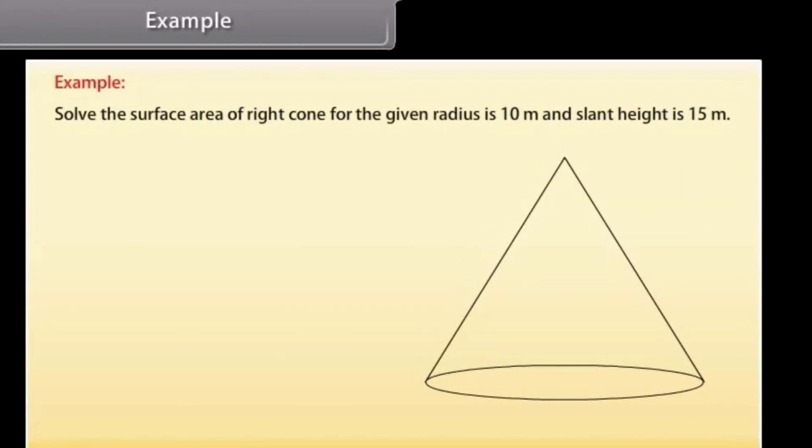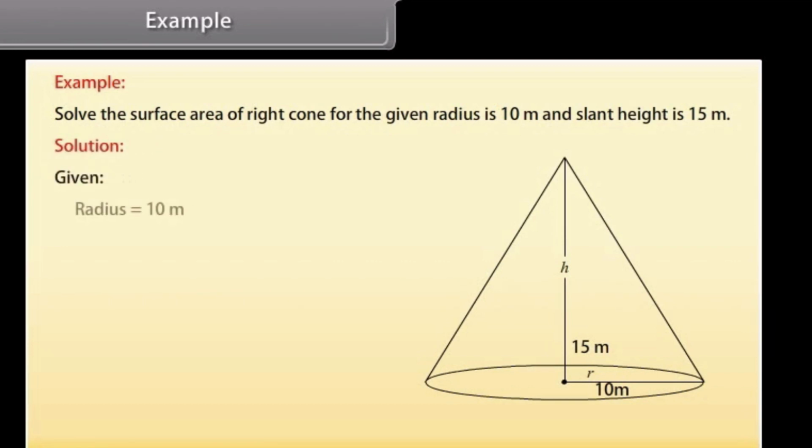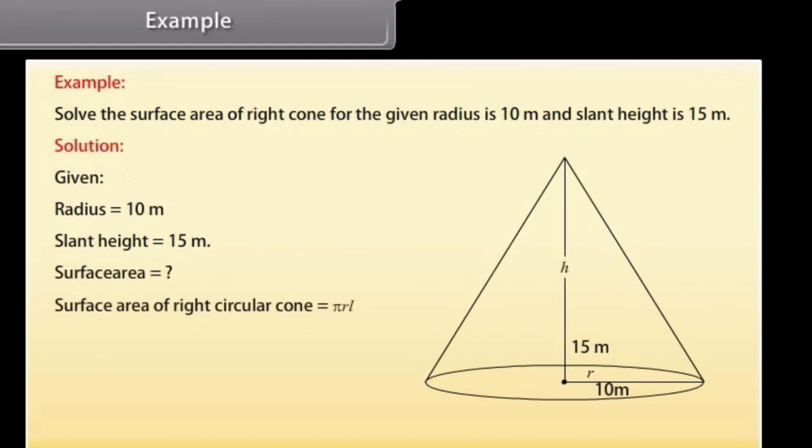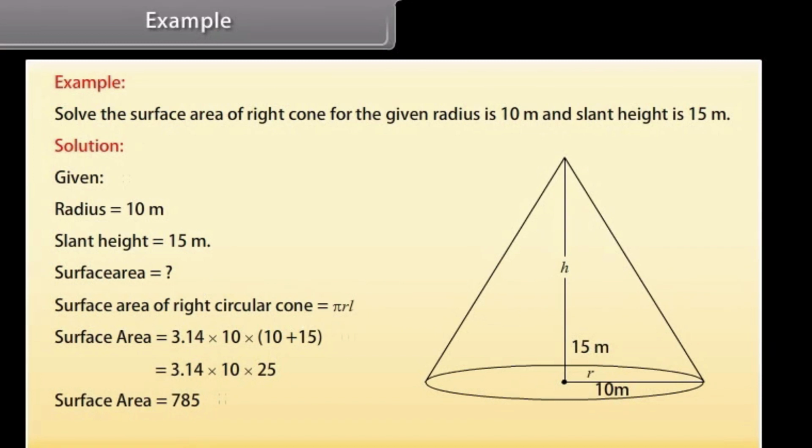Example. Find the surface area of a right cone for the given radius of 10 meters and slant height of 15 meters. Solution. Radius and slant height, which are 10 and 15 meters respectively, have been given. We have to find the surface area. We know that the surface area of a cone is equal to pi r into L plus r. Therefore, by substituting the values we get, surface area is equal to 3.14 into 10 into 10 plus 15. By solving this, we get surface area is 785. Therefore, the surface area of the right cone is 785 square meters.